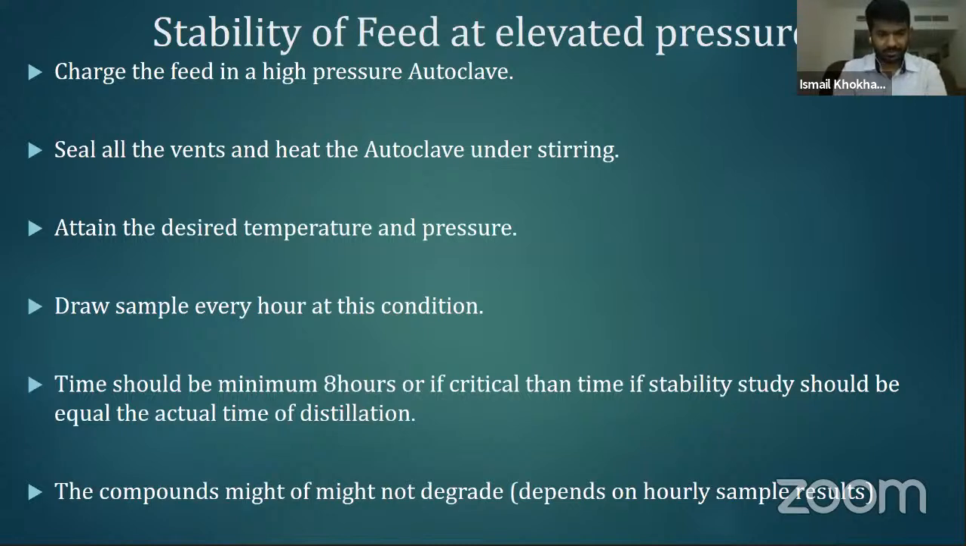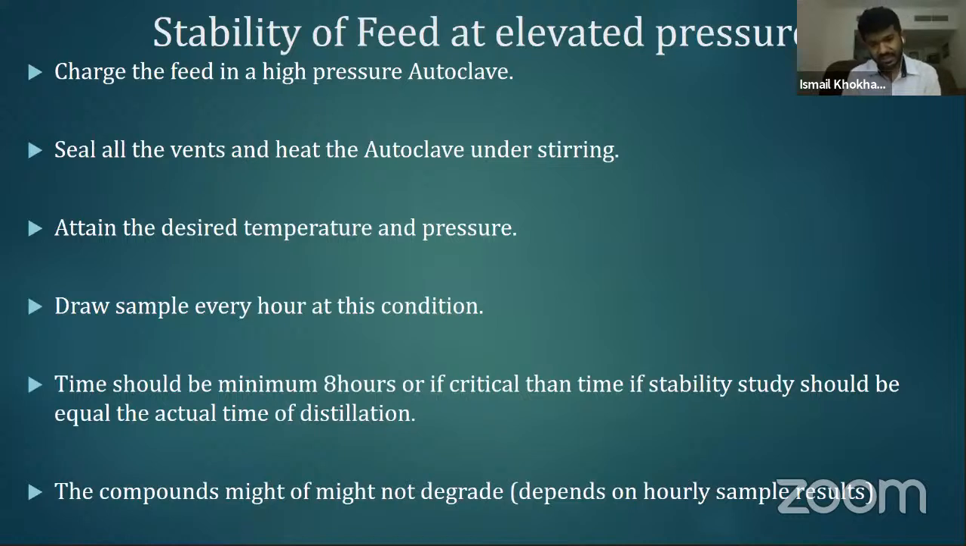In that autoclave, you seal all the vents, charge your material of concern, heat the autoclave and keep it under stirring, attain the desired temperature and the pressure. And once you attain this, how do you do kinetics? It's just as simple as that. Put your feed or a pure compound into the autoclave, attain the temperature and the pressure, and once the temperature is attained, note down the time, and from that time every hour at the same condition draw a sample. Minimum time you should keep is 8 hours to have proper data generation.